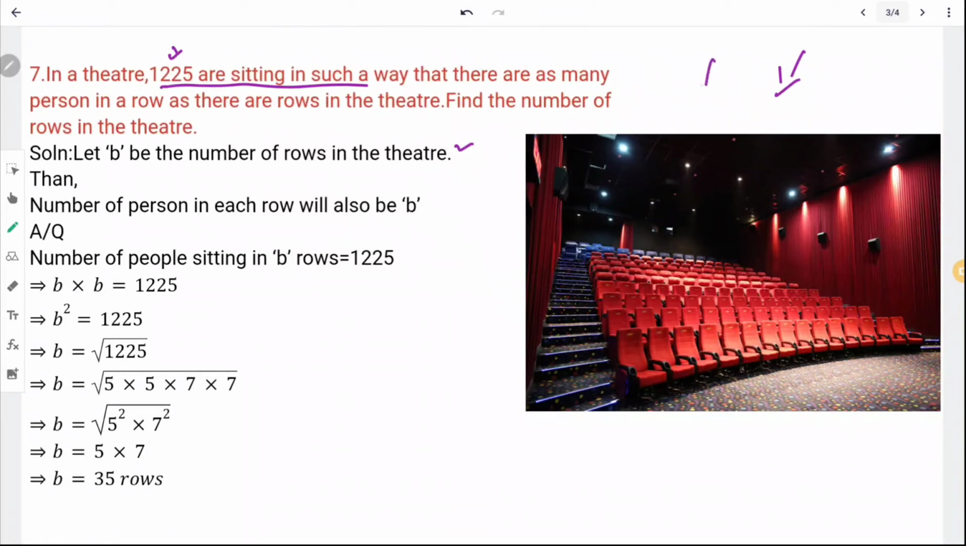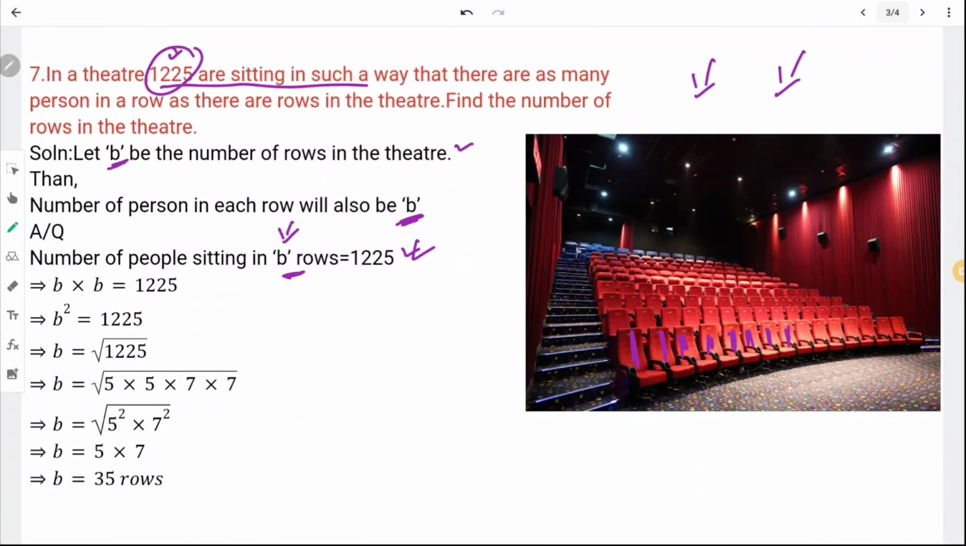If you notice here, for each seat there's going to be one person sitting. So we took the number of rows to be B, but can you also take the number of persons to be B? Because remember, one chair is for one person. Now the number of people sitting in B rows, since we don't know how many rows, is what they've given us, 1225.